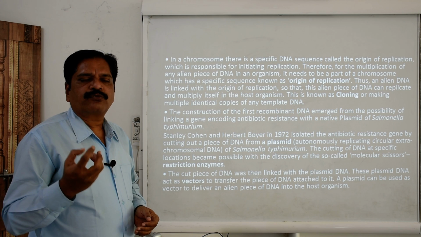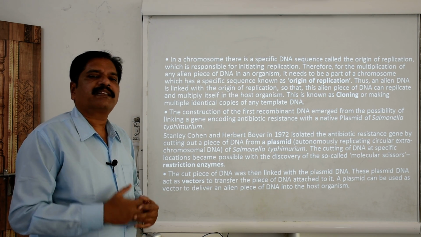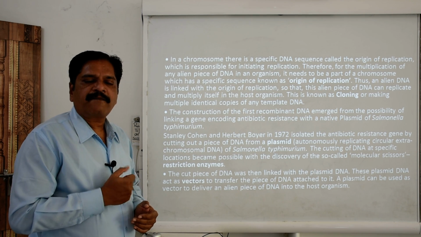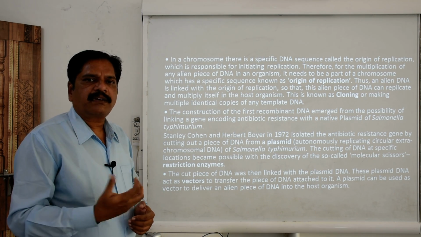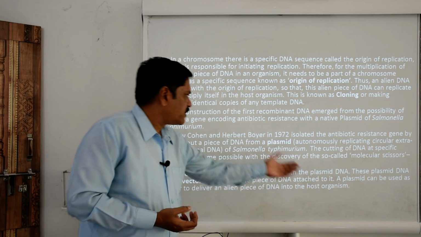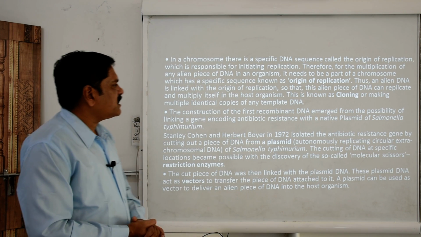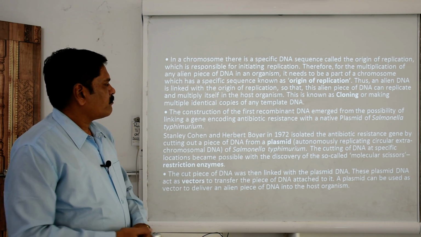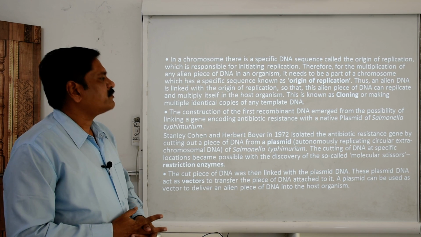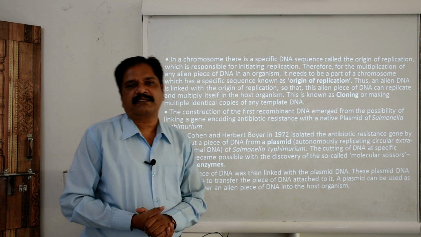It is the extra-chromosomal, circular, small segment of DNA present in the bacterial cell, which is self-replicating, self-multiplying and self-inheriting in nature, of the Salmonella typhimurium. The cutting of this DNA at a specific location became possible with the discovery of the so-called molecular scissors, that is, the restriction enzymes.